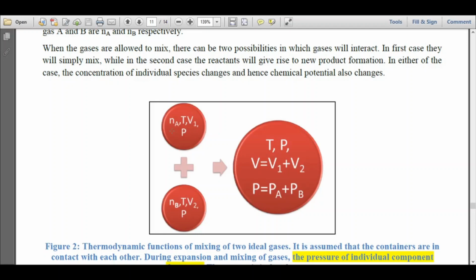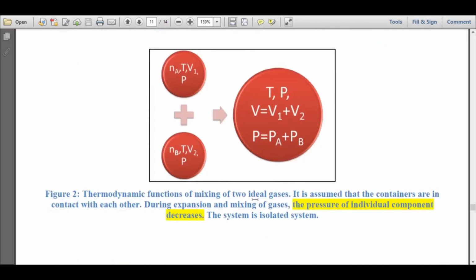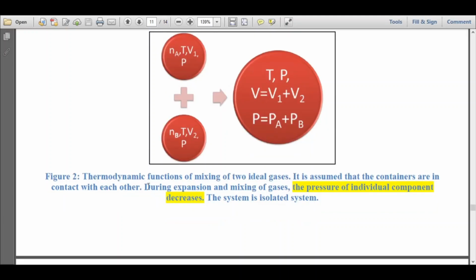Initially, let's consider for gas A, the number of moles are Na, temperature was T, volume was V1, and pressure was P. Now after mixing, two things will change. The first thing that will change is volume will increase. There is a larger volume available for the gas now. As there is a larger volume available, consequently the pressure of the gas will decrease. Initially the gas pressure was P for component A. Now the gas pressure has reduced to PA, that is partial pressure of A. Similarly, there is partial pressure of B also, and both the partial pressures add up to give a total pressure. The important point to note here is that pressure of individual component decreases after mixing and the total system is isolated. So we'll keep this in mind and go ahead with solving the ideal gas mixing problem.